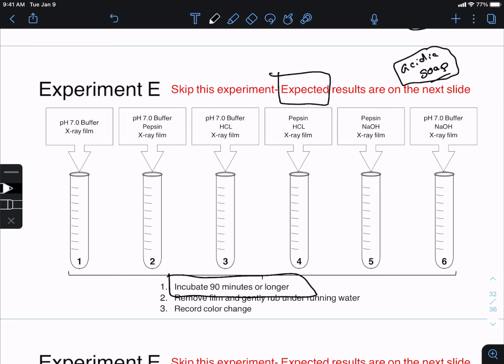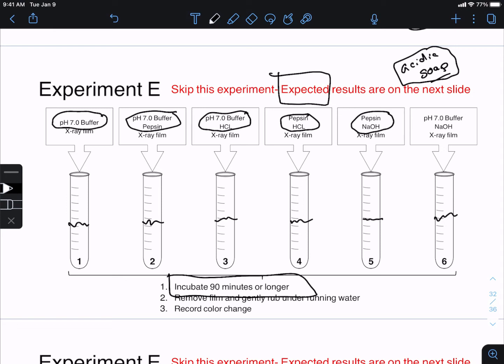But what you would do is you would fill this up. Each of these beakers would be filled up with your solution. Each solution is different. For number 1, the solution is a pH 7 buffer. For number 2, the solution contains buffer and the enzyme pepsin, isolated. Number 3 contains the buffer plus HCl. Number 4 contains pepsin plus HCl, then pepsin plus NaOH. NaOH is sodium hydroxide and it is a base. HCl is an acid. And here's the buffer plus the NaOH. So we have these 6 different conditions that we're looking at.